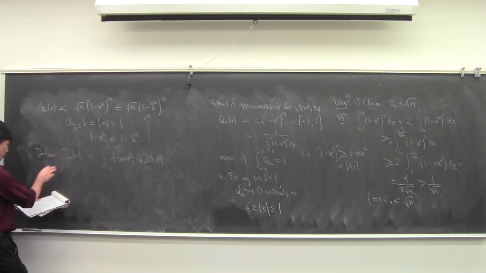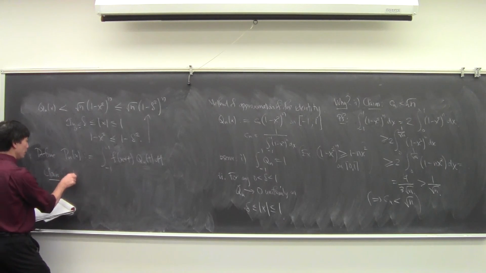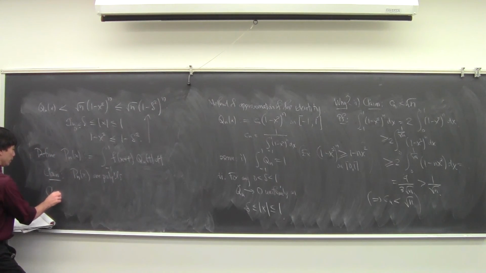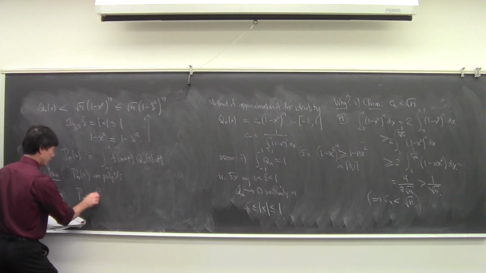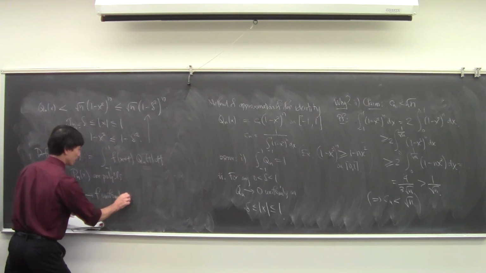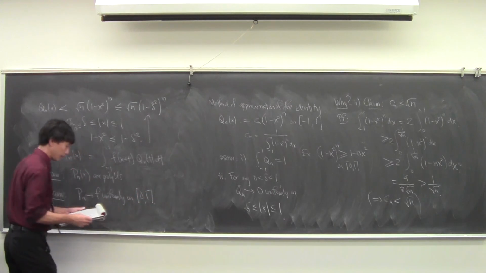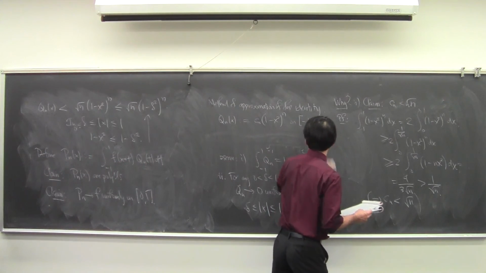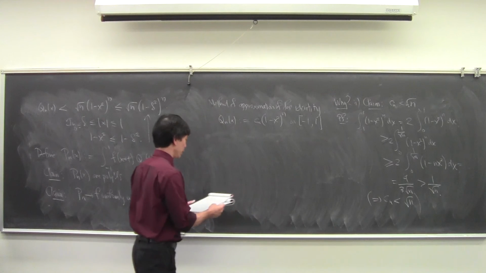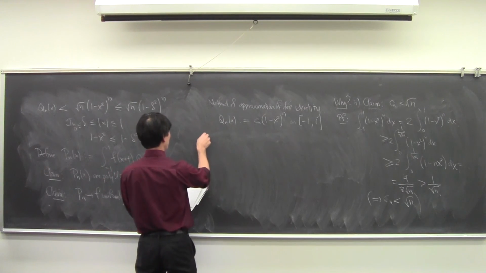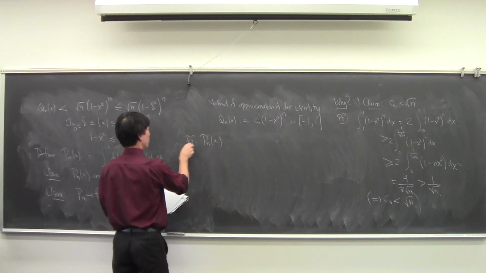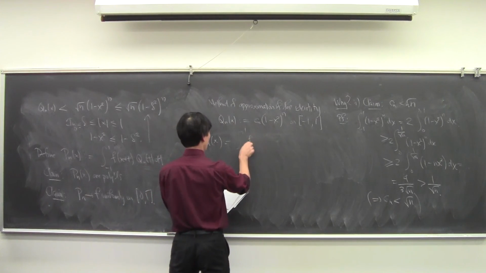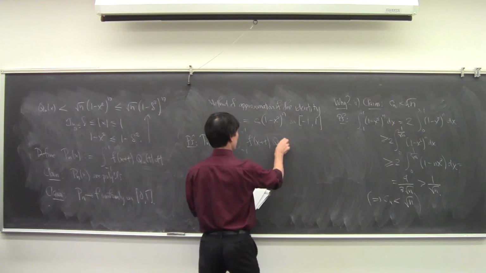Okay, so two claims. First, the p sub n are polynomials, and second, the p sub n converge to f uniformly in [0, 1]. Okay, so as for the first claim, p sub n is the integral from -1 to 1 of f of x plus t times q sub n of t dt.